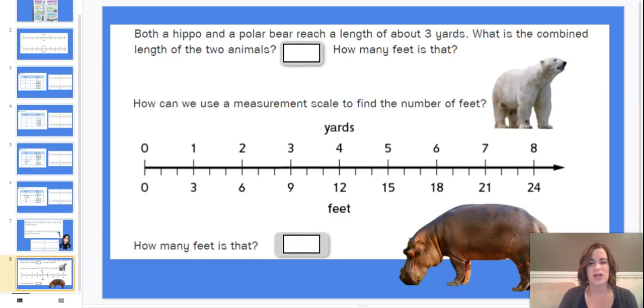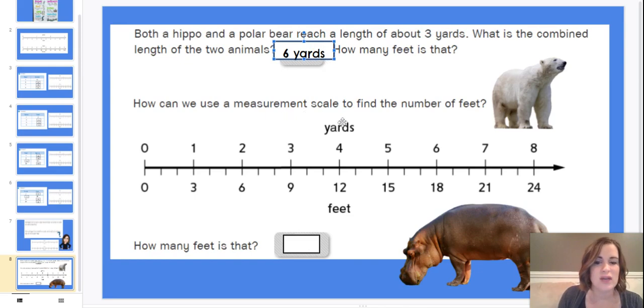Here's my question. It says, both a hippo and a polar bear reach a length of about 3 yards. What is the combined length of the 2 animals? How many feet is that? The combined length in yards: if I add 3 plus 3, that would be 6 yards, because we're adding 3 plus 3.